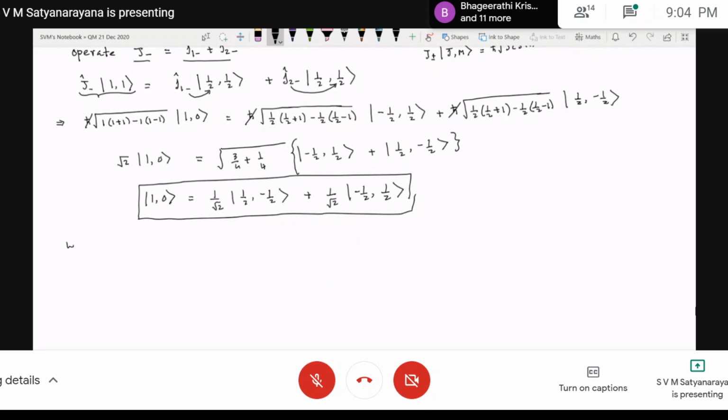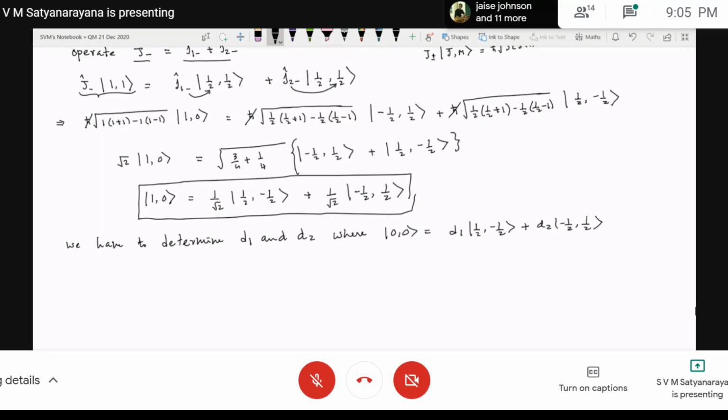Okay, so we have to determine D1 and D2, where this |0,0> is written as D1 times |1/2, -1/2> plus D2 times |-1/2, 1/2>. Now I cannot use any of these ladder operators to get this one, because J itself is different here.